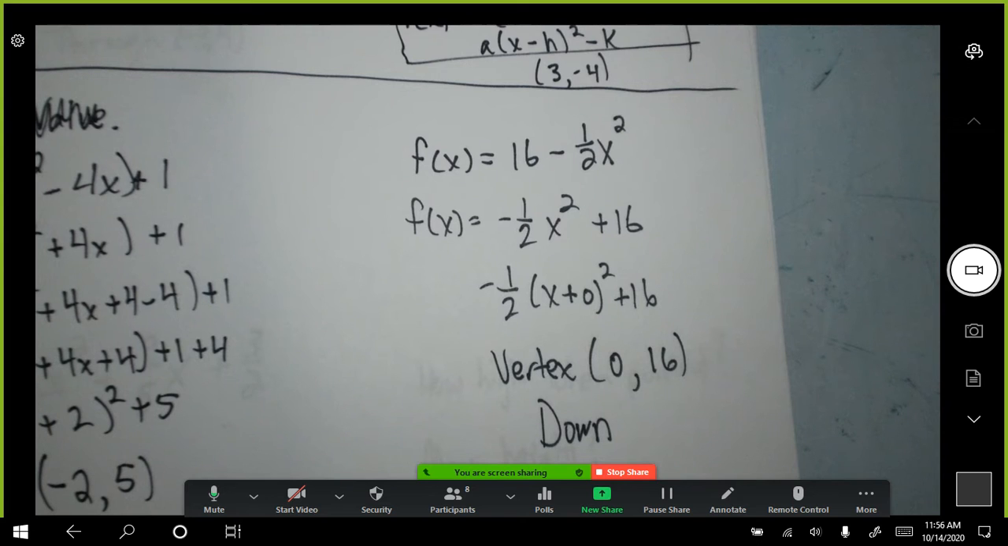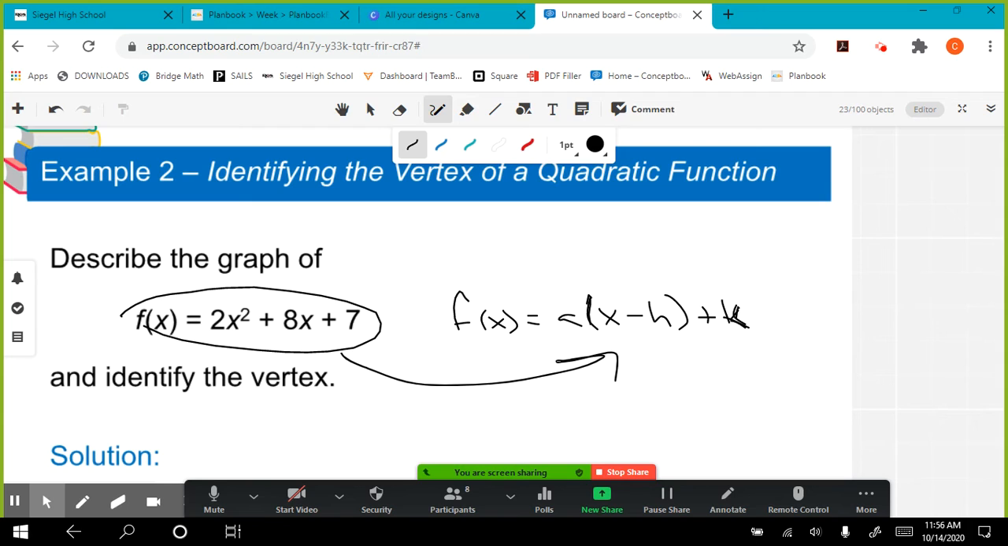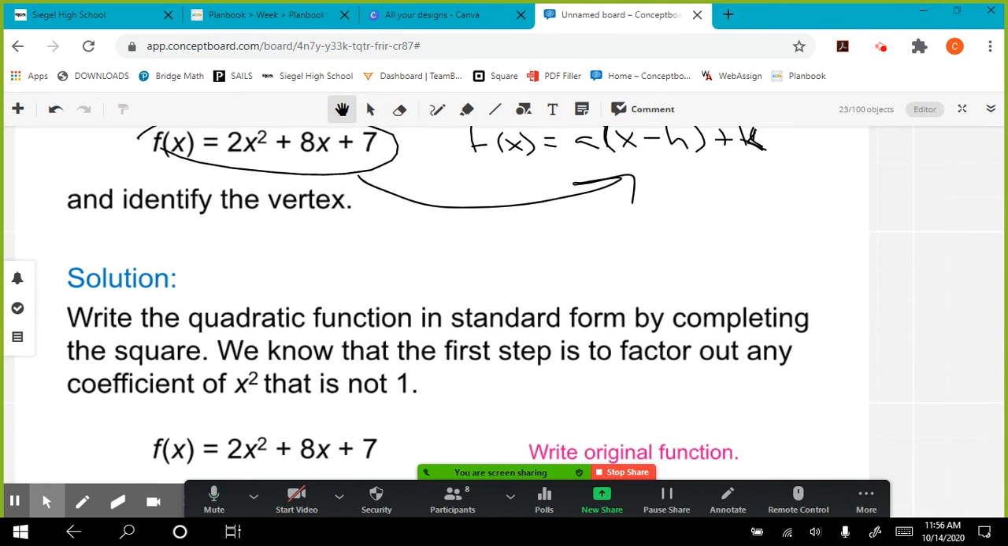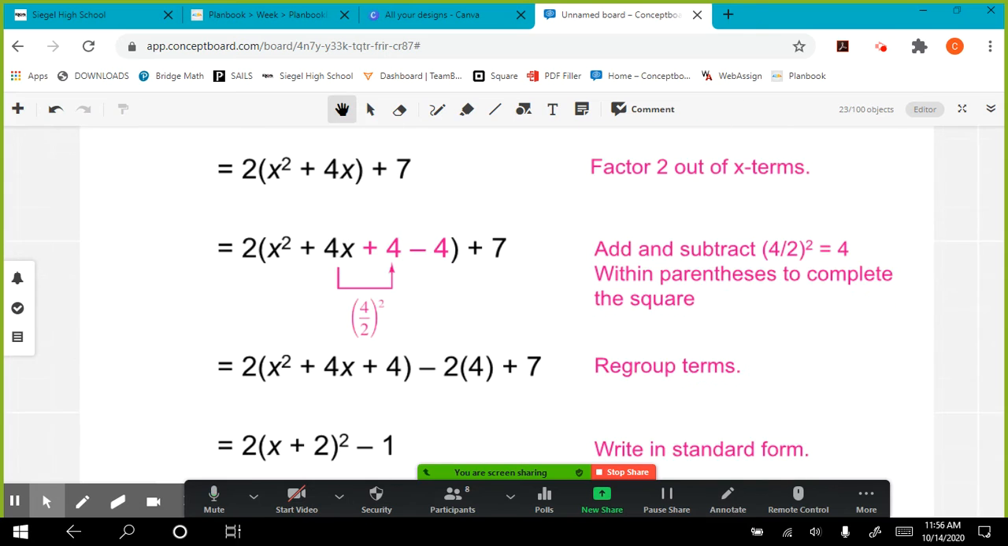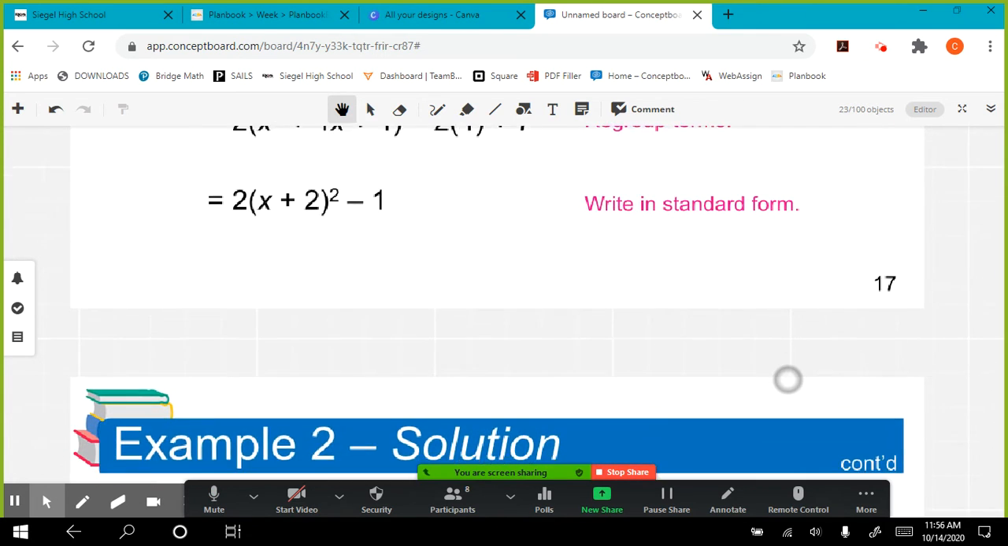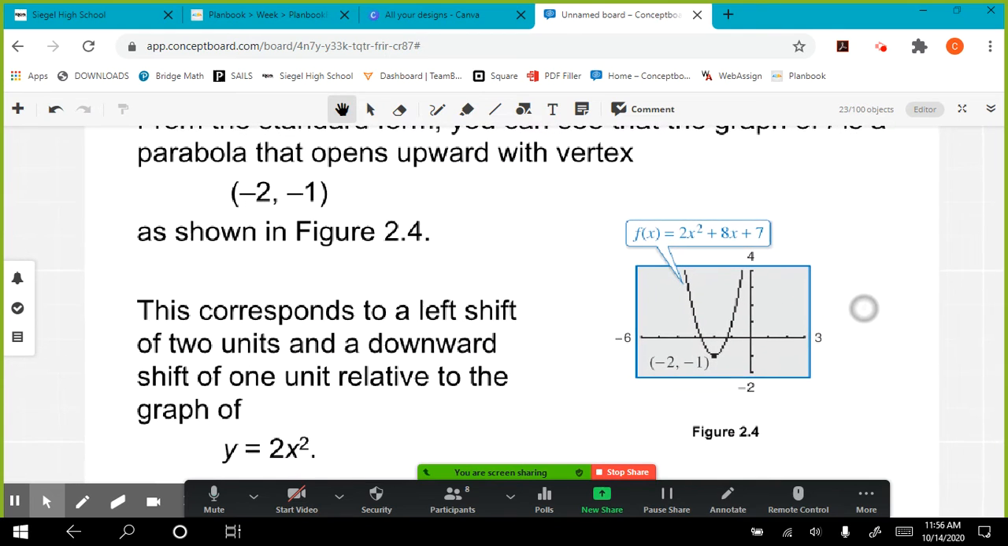All right, so that's how we're going to go about getting things into standard form. And this is just going back over exactly what we just did. And then they use the graphing utility there.